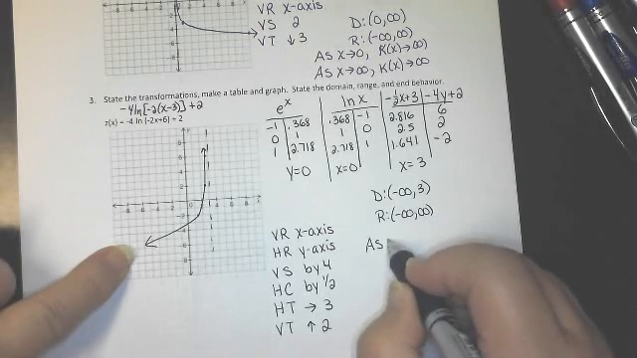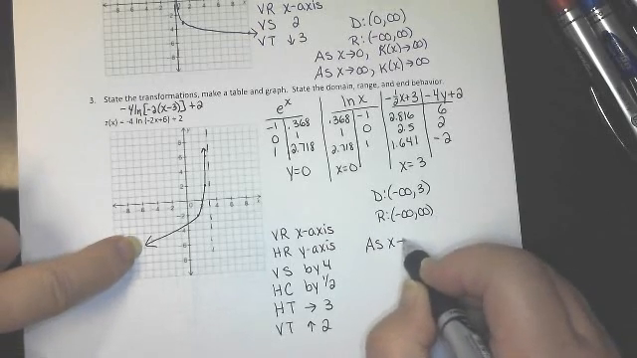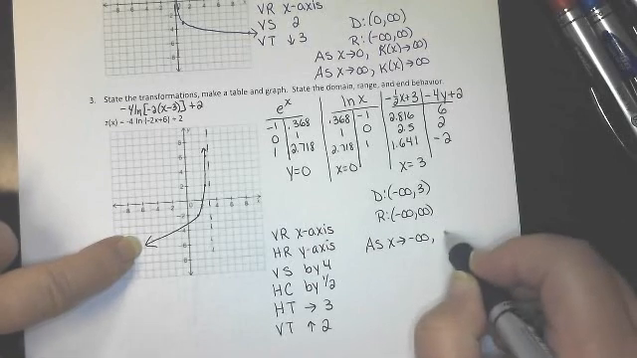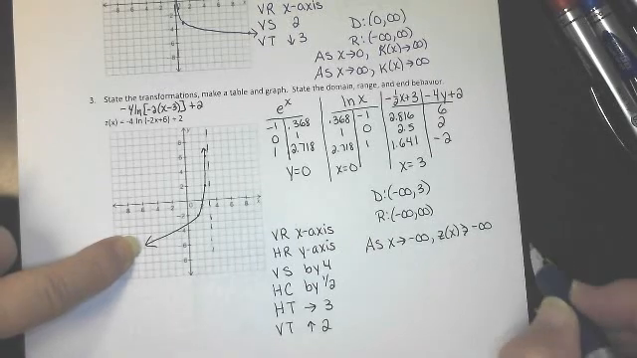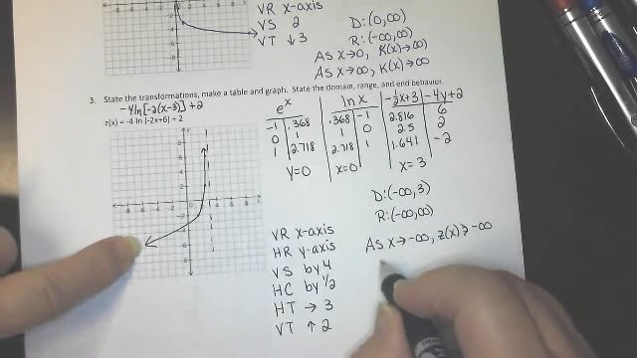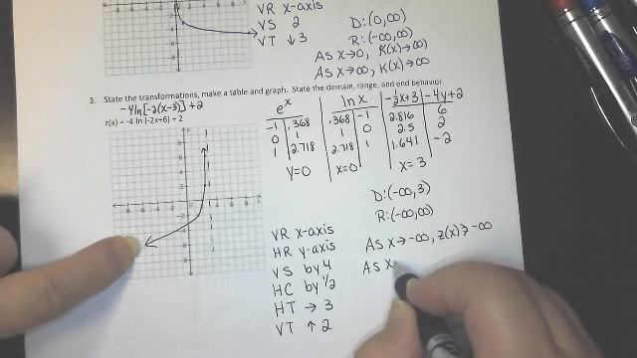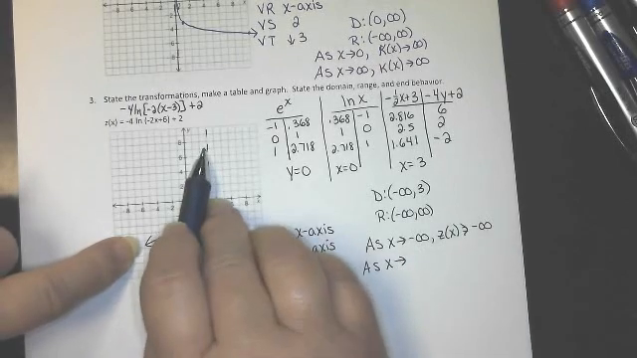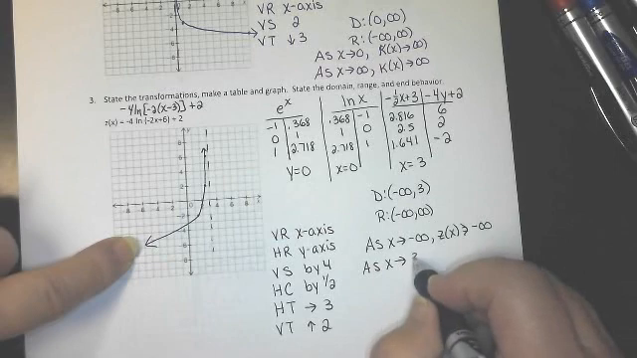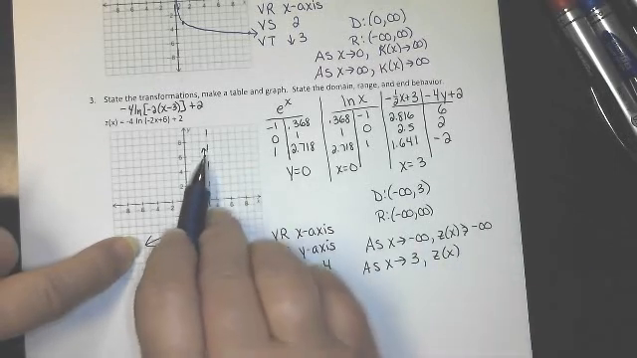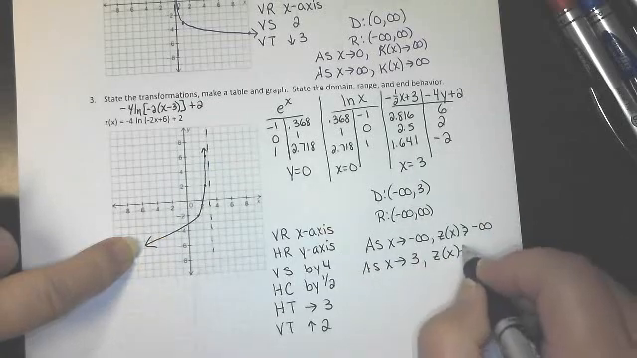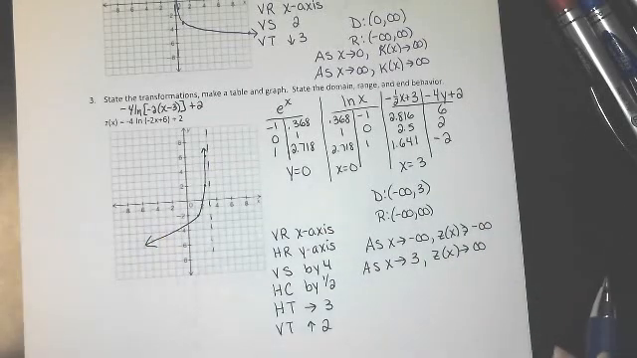Now my end behavior. I have x on the left approaching negative infinity, and z of x also approaching negative infinity. On the right-hand side, x is approaching 3, not approaching infinity this time. So as x is approaching 3, z of x is approaching infinity.